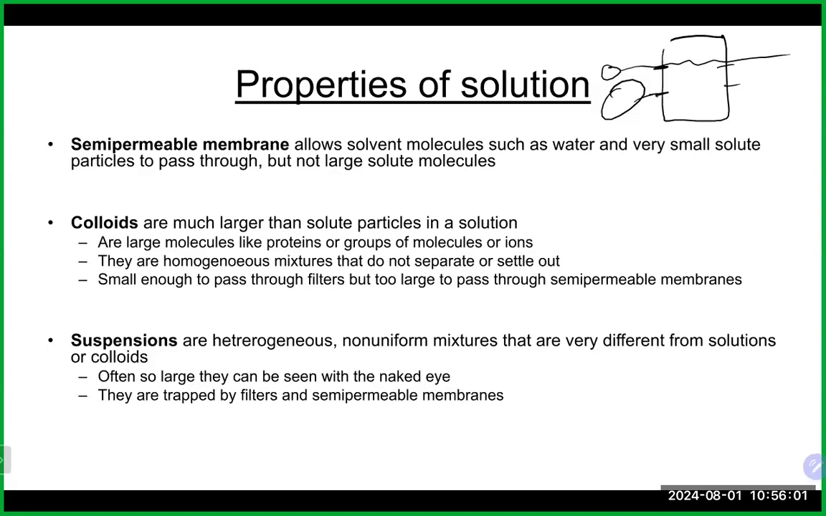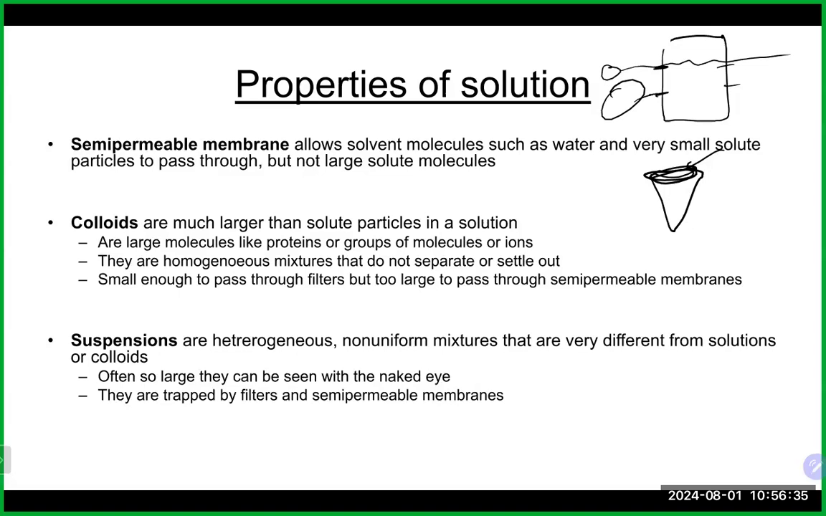Now, there are things that are known as colloids. Colloids are much larger than solute particles in the solution. They are large molecules like proteins and groups of molecules or ions. They are a homogeneous mixture, which means they look the same. They do not settle out. Colloids are small enough to pass through filters like a filter paper. So if you had a piece of filter paper in a funnel, they are small enough to pass through, but they are too large to pass through a semi-permeable membrane.